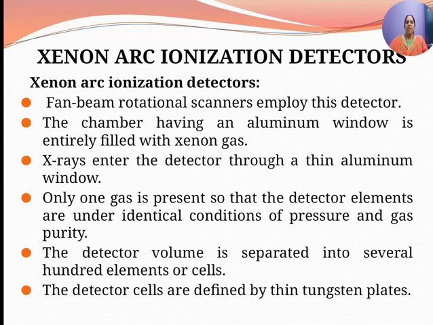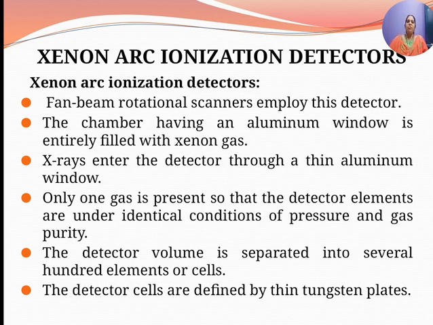The first one is the xenon gas ionization detectors. Fan beam rotational scanners employ these detectors, the most commonly used detector. The chamber having an aluminum window is entirely filled with xenon gas. X-rays enter the detectors through a thin aluminum window. Only one gas is present, so that the detector elements are under identical conditions of pressure and gas purity.